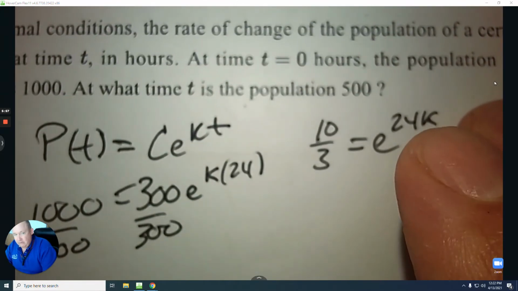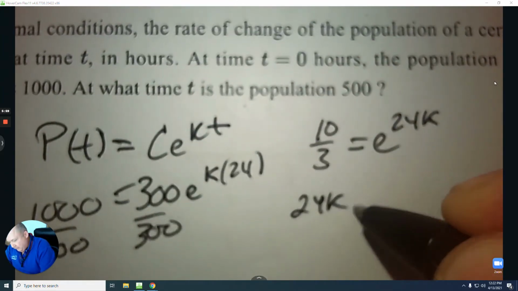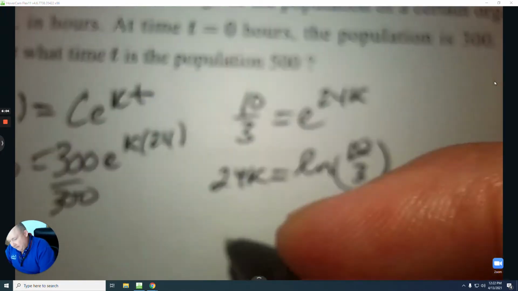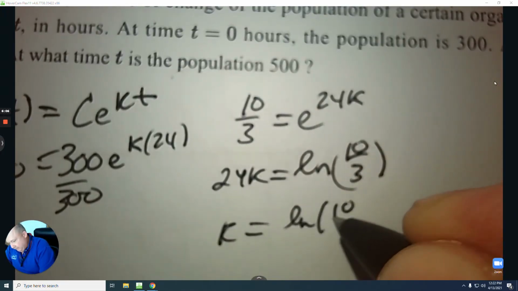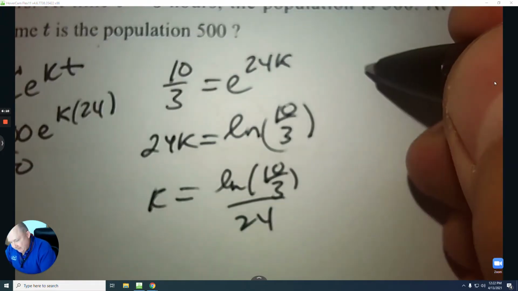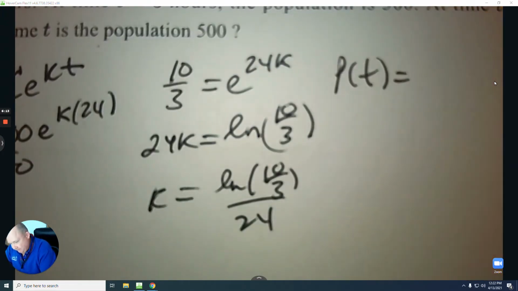You need to write this as a logarithm. So the exponent, the logarithm, and then 10 over 3. And then to get k by itself, divide by 24. Now we write the equation again, but now we know the rate.